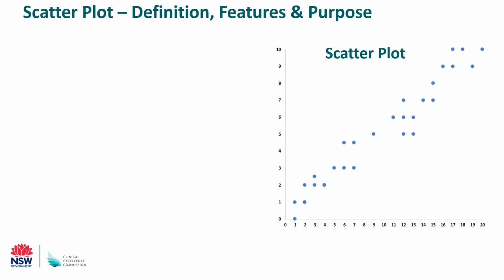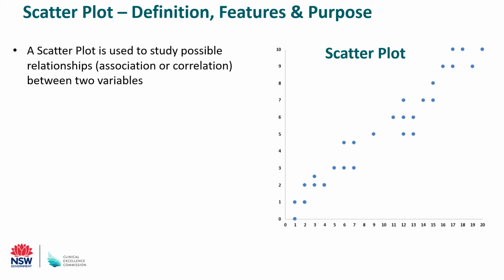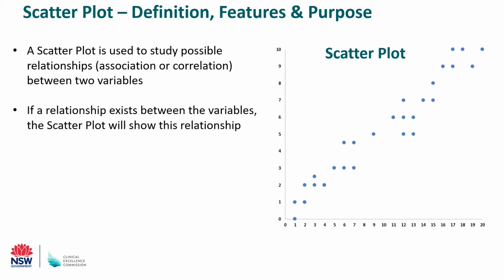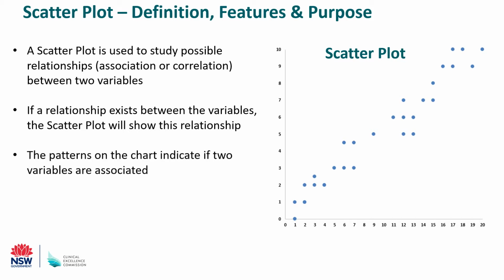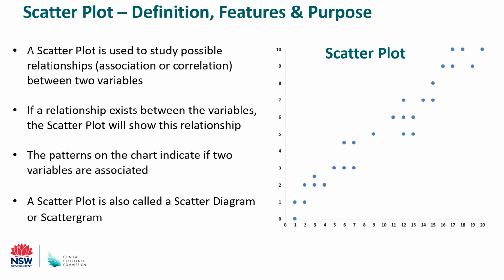So what is a scatter plot? Well, a scatter plot is used to study the possible relationships, such as an association or correlation, between two variables. If a cause and effect relationship exists between the variables, the scatter plot will show this relationship. The patterns on the chart will indicate if two variables are associated. A scatter plot is also known as a scatter diagram or a scattergram.